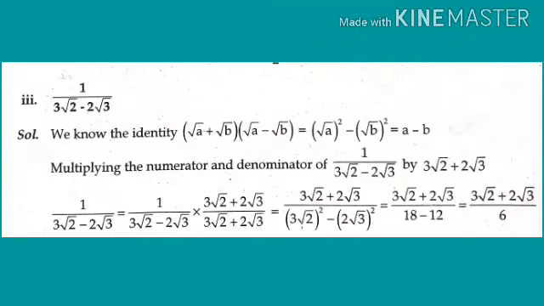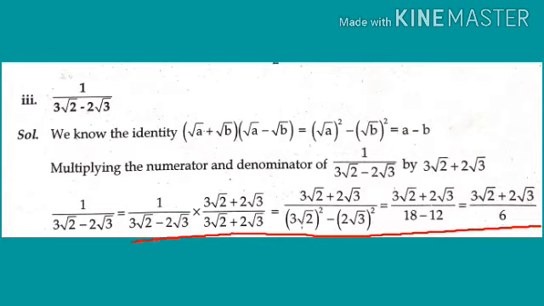Solution for the third question. 1 by 3 root 2 minus 2 root 3. We know the identity root a plus root b into root a minus root b is equal to root a whole square minus root b whole square. Here the square and roots cancel. That is equal to a minus b. Multiplying the numerator and denominator of 1 by 3 root 2 minus 2 root 3 by 3 root 2 plus 2 root 3.